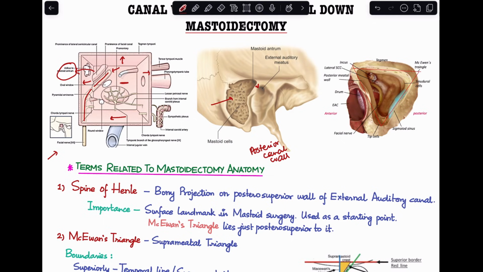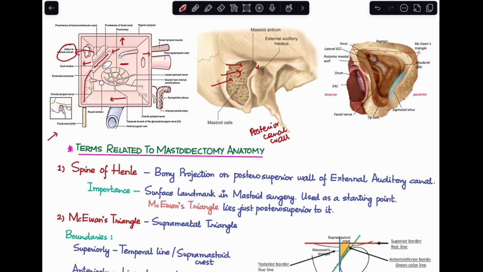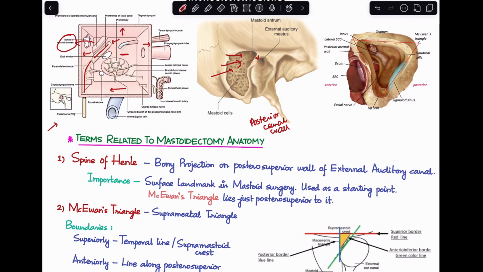Because as you can see, this is the mastoid antrum, and a very well-known landmark for finding the mastoid antrum is McEwen's triangle. McEwen's triangle lies just posterior to the spine of Henle. So McEwen's triangle is how we know where the mastoid antrum is. McEwen's triangle is also known as the suprameatal triangle. Now, how do we form the boundaries of it?